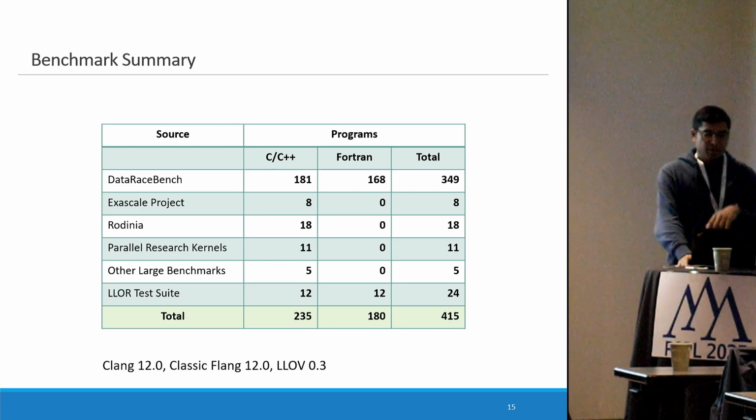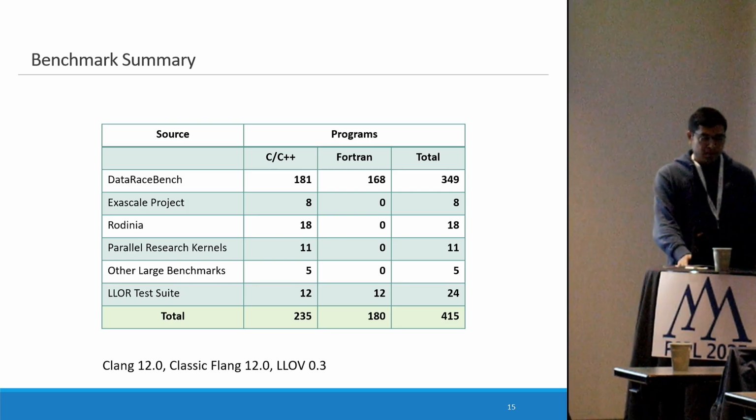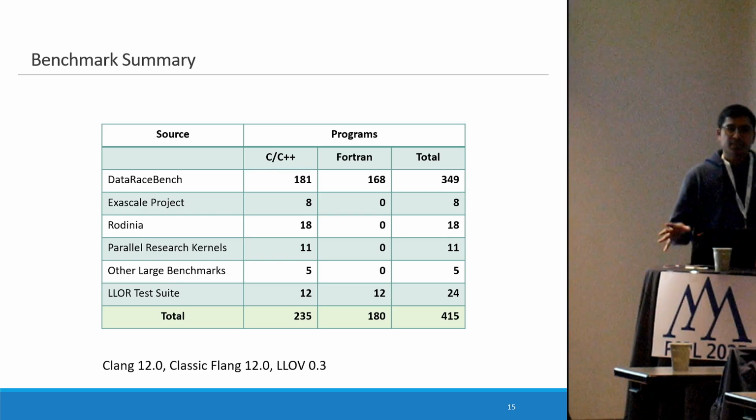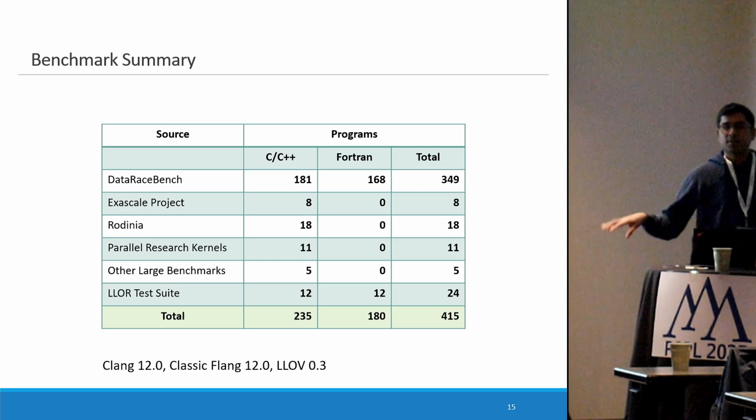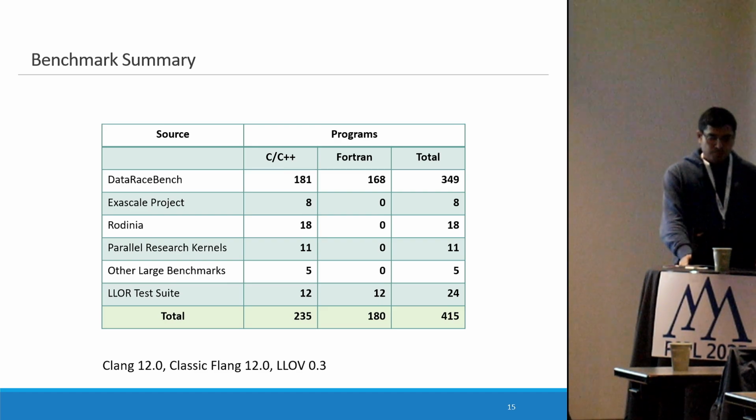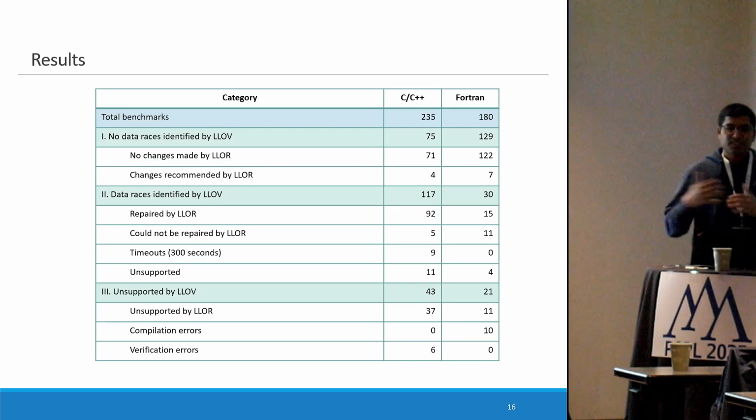For our experimentation, we used LLVM 12, and we use classic Flang, which is basically different from the current Flang that is in LLVM. And we used the verified LLOV version 0.3. Since this is the only tool that we know of that can repair OpenMP programs, we do not have any comparison with any other tool.